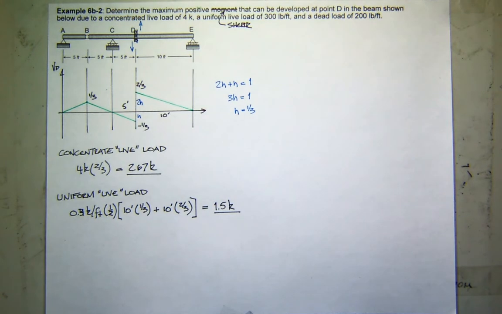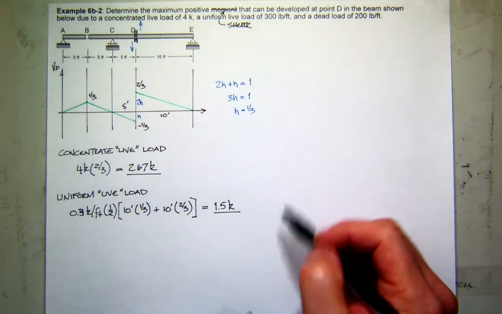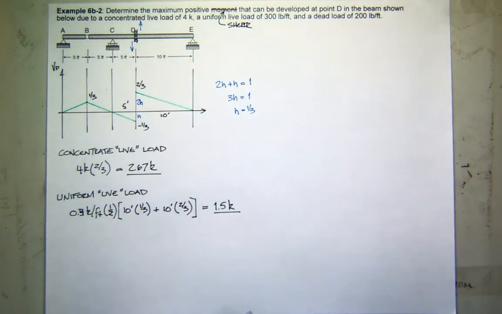And if the question was asking, determine the maximum negative shear, would we be doing the live load? We can do both if you want. I got enough room. We'll do the negative value after.